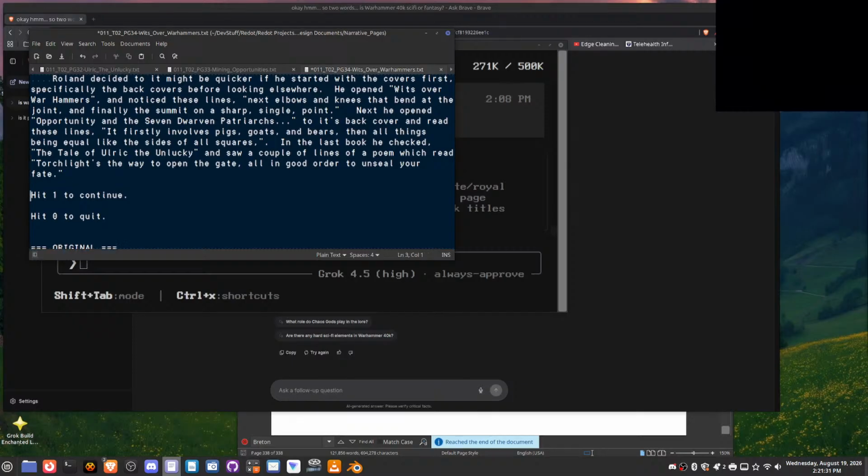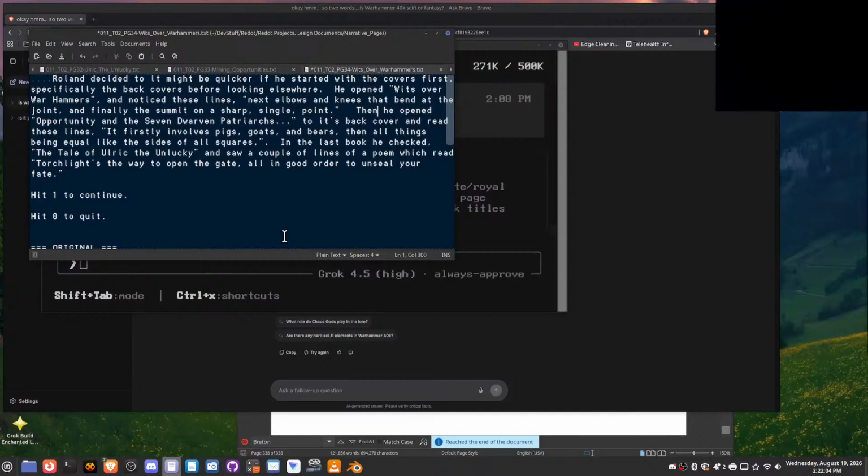Okay, so let me read this here. Roland decided it might be quicker if he started with the covers first, specifically the back covers before looking elsewhere. He opened Wits Over Warhammers and noticed these lines: next, elbows and knees that bend at the joint, and finally the summit on a sharp single point. Then I'll go ahead and say then on this one. Then he opened Opportunity in the Seven Dwarf Patriarchs to its back cover and read these lines. It firstly involves pigs, goats, and bears, and all things being equal, it's the size of all squares.